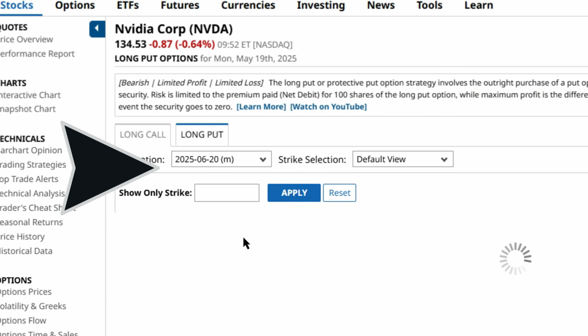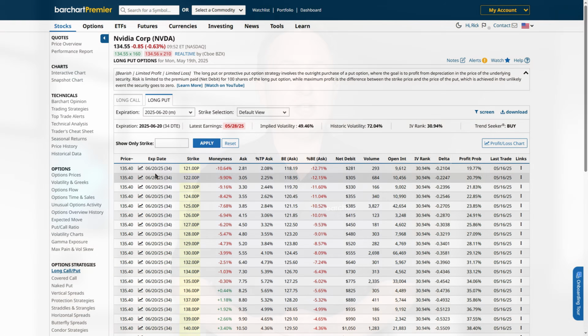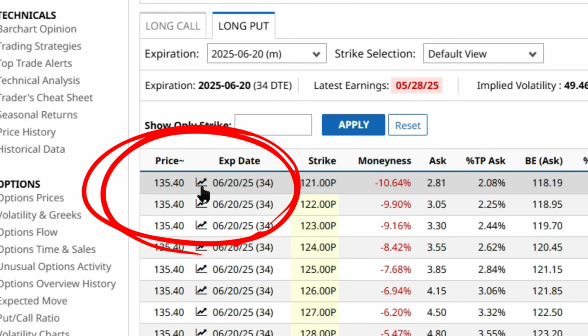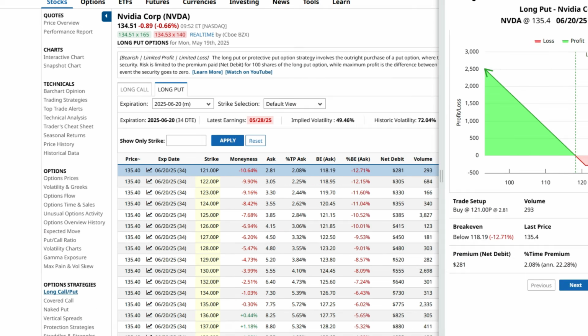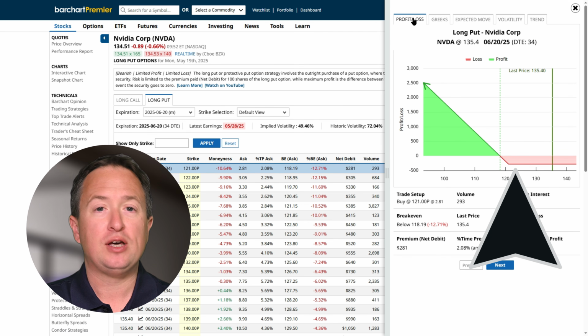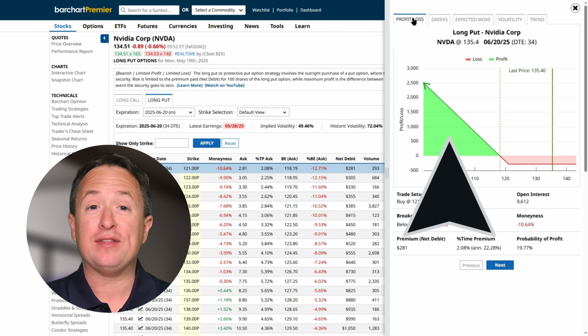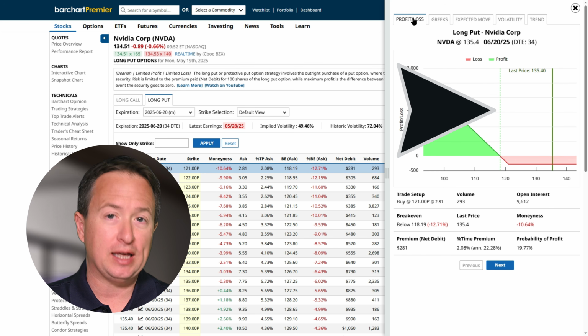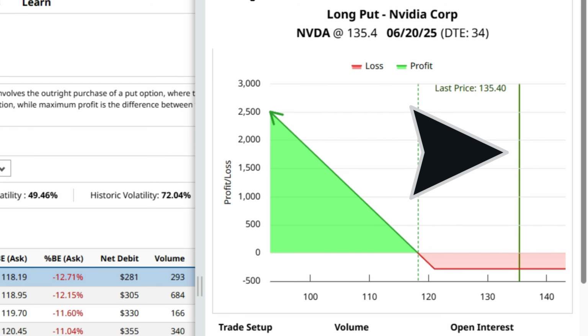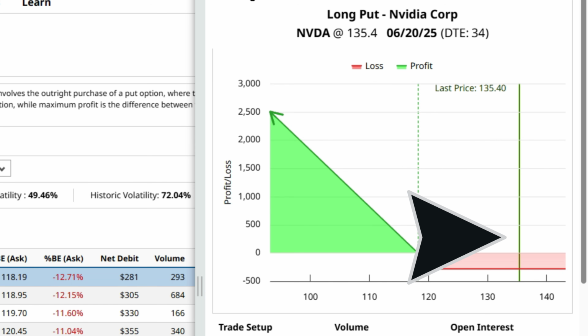Now, we'll need to figure out the strike price, and this is where Barchart's new P&L charting feature can help. To access it, click on the graph icon next to the expiration date. This section indicates maximum loss, green shows profit, and the dashed green line marks your break-even price. A solid green line shows the current underlying price for a quick comparison.